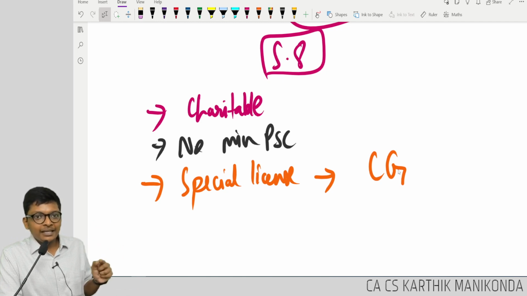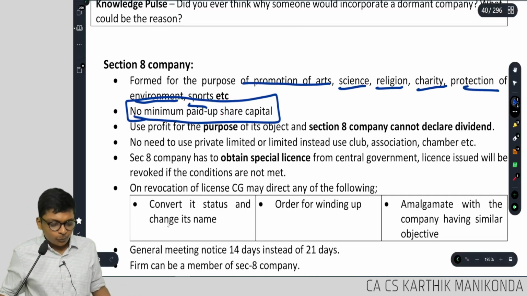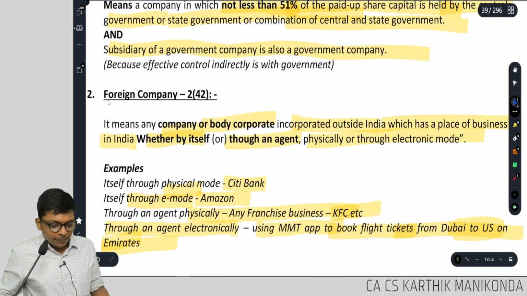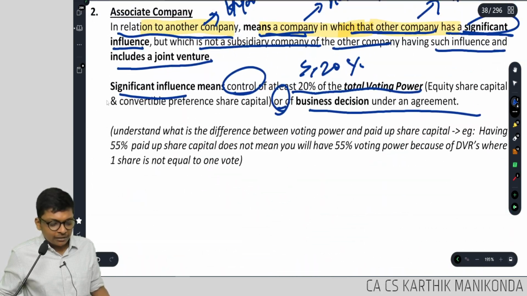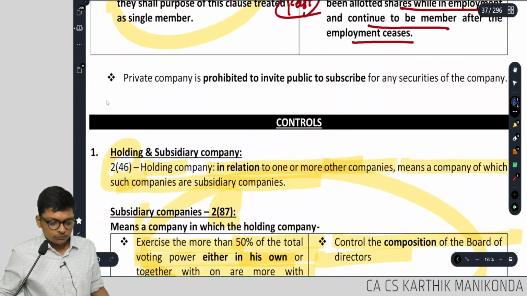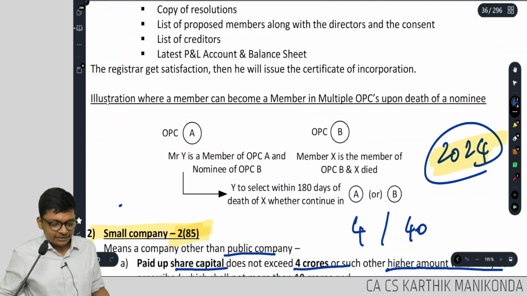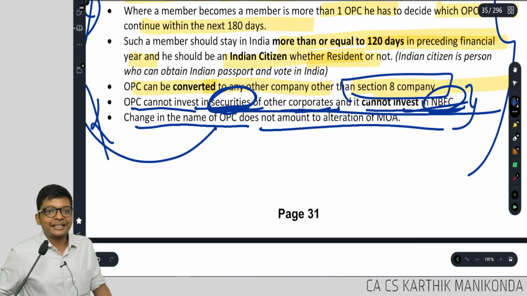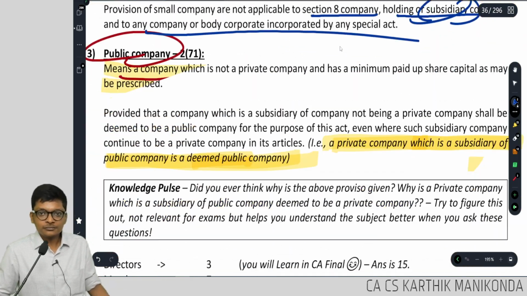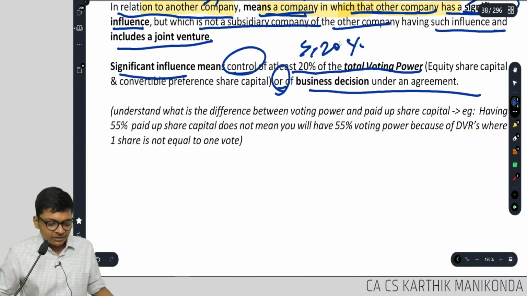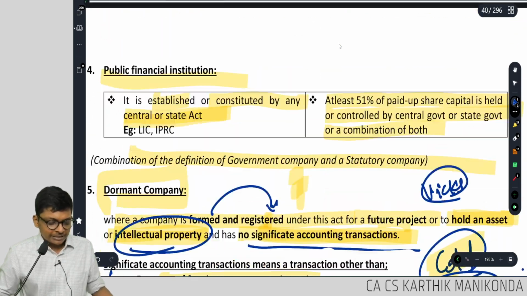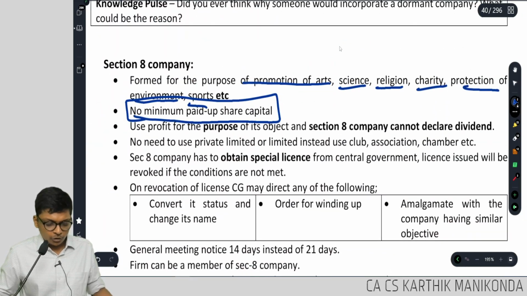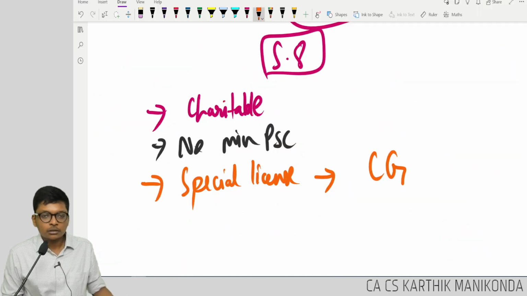That is why in 1% company we studied. What we studied? 1% company cannot convert to a Section 8 company. Remember reading that, guys? 1% company cannot convert to a Section 8 company. Now understanding why? Because you need to get a special license from central government. Are you following, guys?